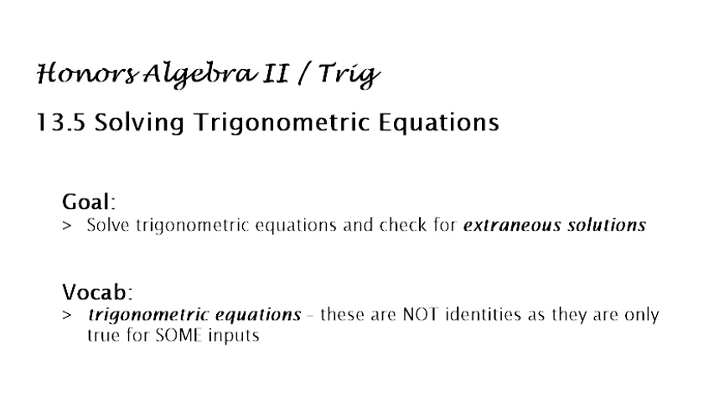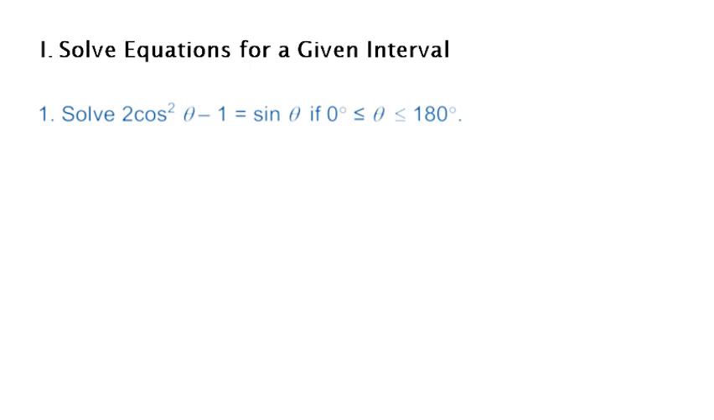So 13.5 is all about solving trig equations. We're going to look at how we can actually go about solving some of these equations using our unit circle, so you'll want to have a unit circle out, and also some of the identities that we've been learning so far. So this is an example of an equation that we're going to solve. Notice that this is over specifically a given interval from 0 to 180 degrees. So all of our answers we only want to have in that range from 0 to 180 degrees.